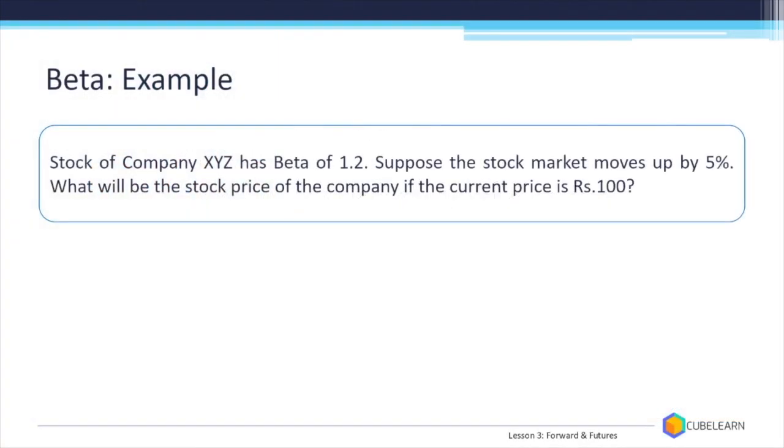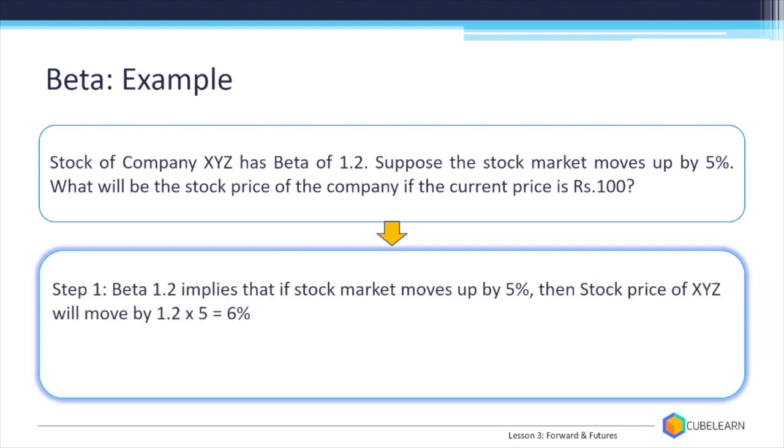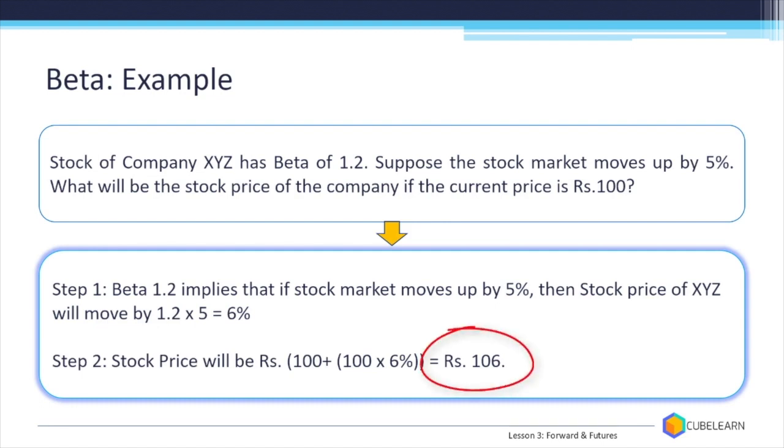In this slide, we calculate the price of the stock whose beta is 1.2 when the stock market moves up 5%. Step 1. Beta 1.2 implies that if the stock market moves up 5%, then the stock price of XYZ will move up by 6%. Step 2. Given the stock price is 100, the calculated stock price if the market moves up will be rupees 106.